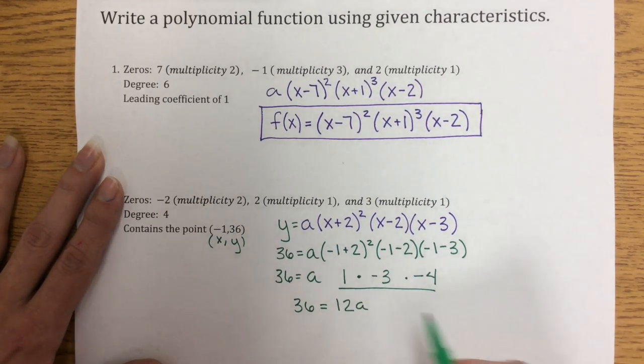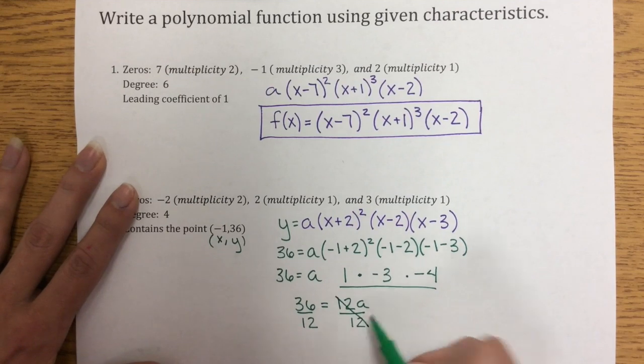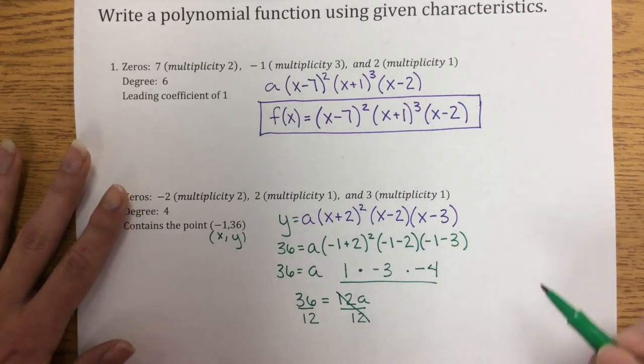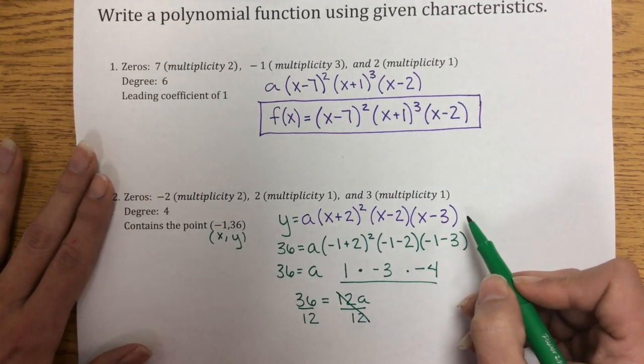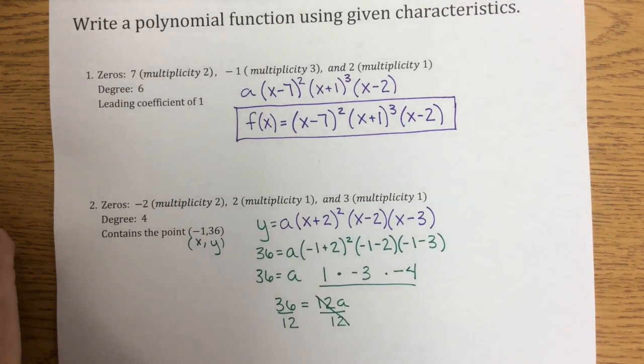And we can divide both sides to isolate the a. And so we know that a equals 3. So a equals 3. So now we can just plug it back in to this equation right here and find our final answer.